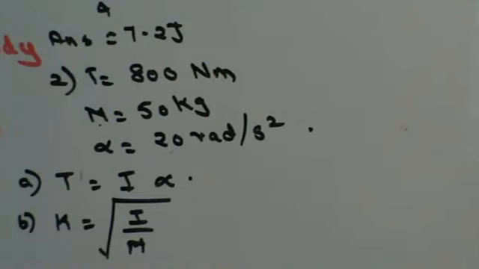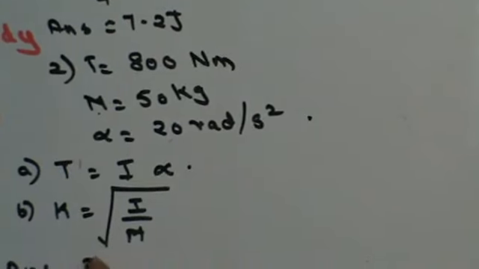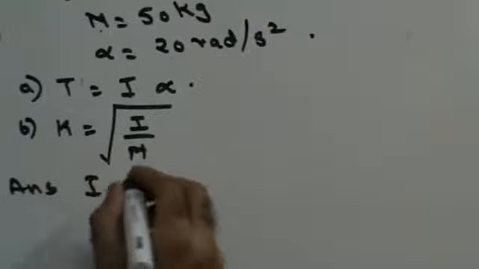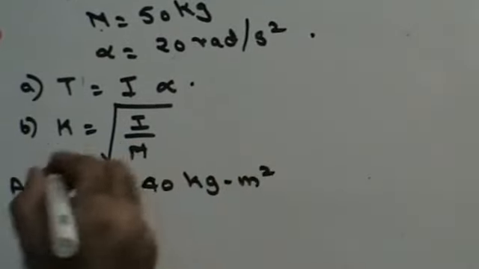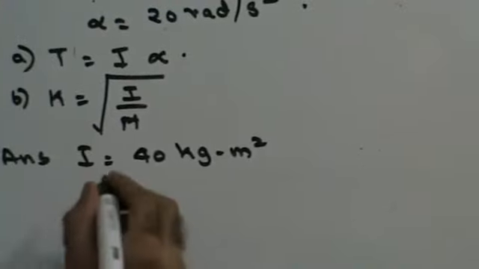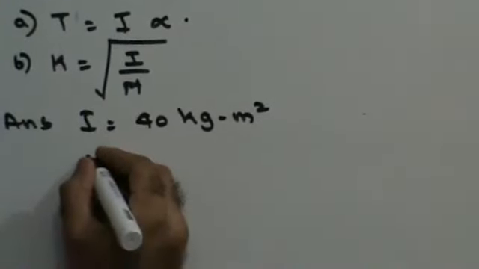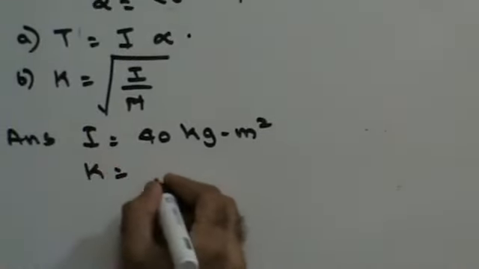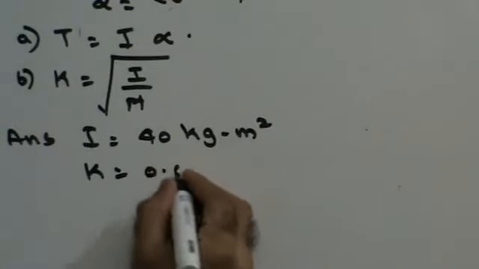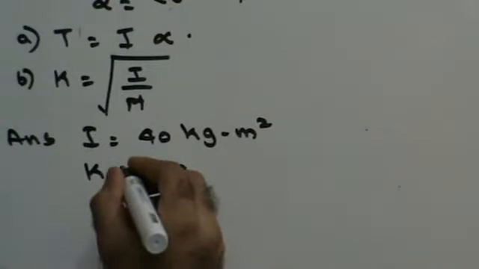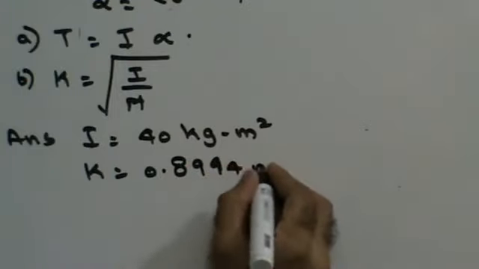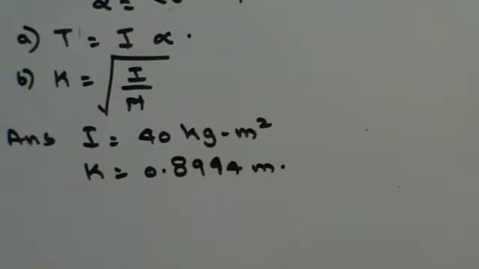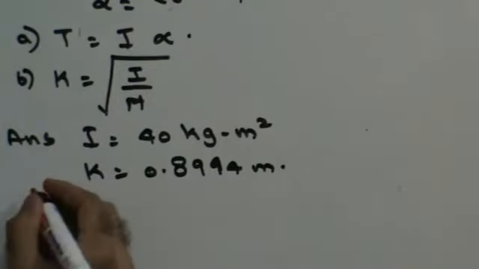Answer for this sum should be I equal to 40 kgs meter square, and radius of gyration k should be equal to 0.8994 meters. Next, take down the next one please.